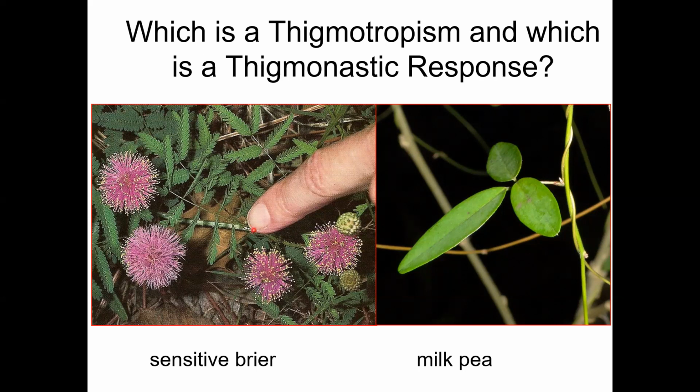But as we already said, with a nastic movement, they will return to their former condition. It may not be as quick, but they will return to the former condition, unlike a growth movement. Once this growth takes place, you could peel this vine away from the stem and the pattern would still be there. The growth is irreversible.